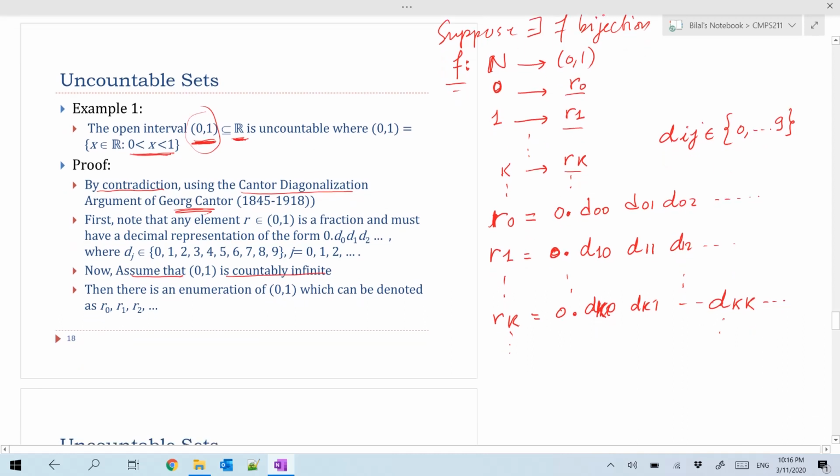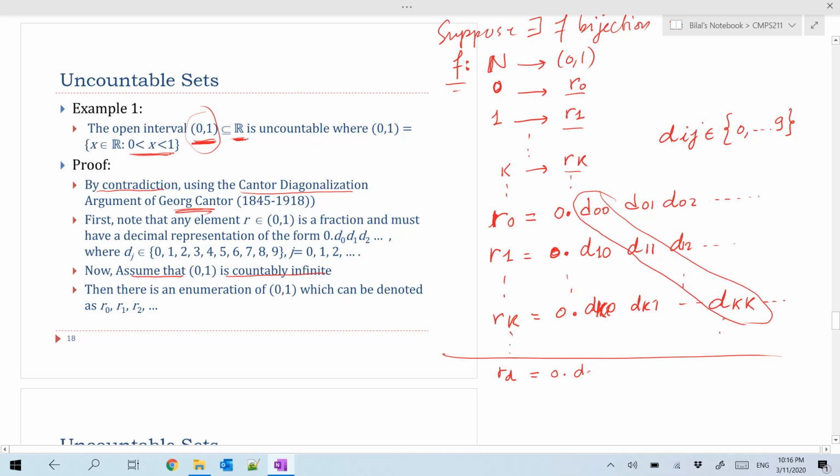So here comes the trick of Cantor, the diagonalization. Let's consider this particular sequence of digits. I'm going to define a new real number, RD, R on the diagonal. It's outside of this list, maybe, I don't know.